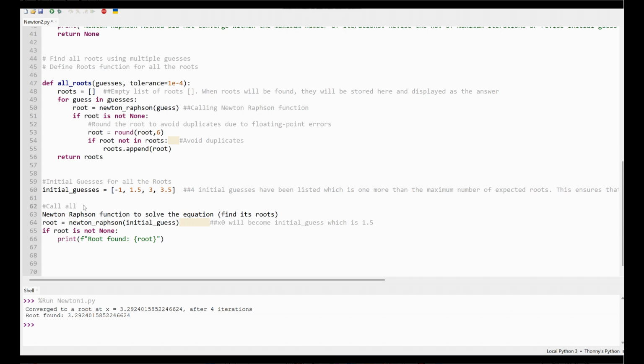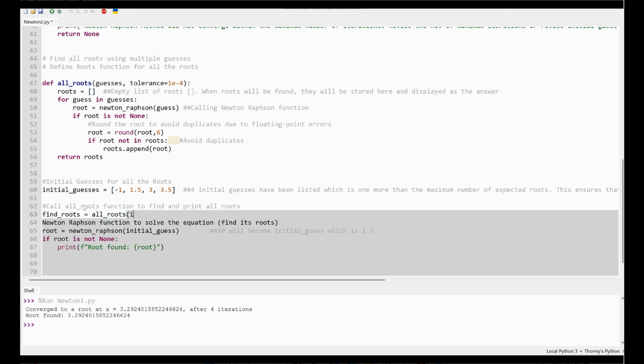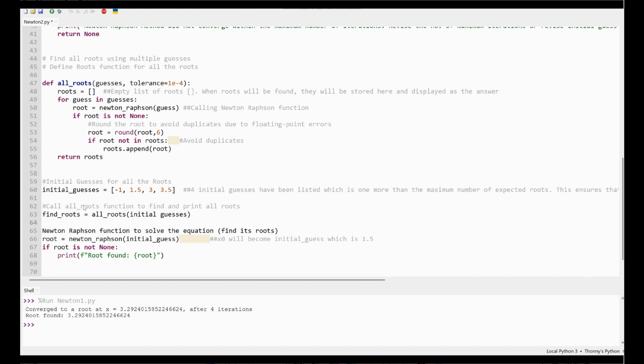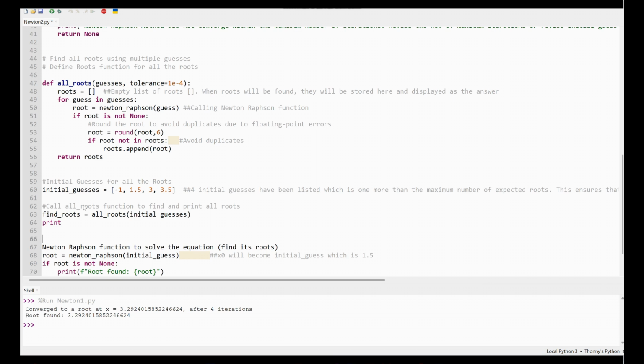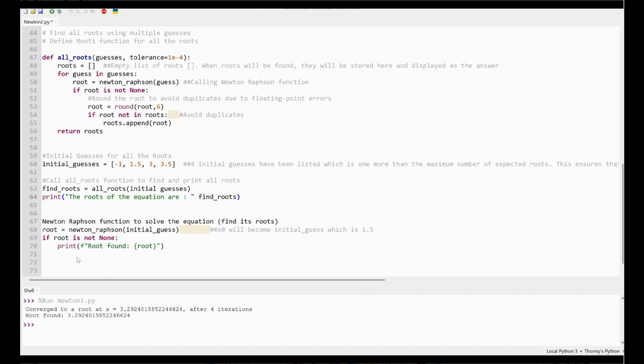Over here I will change this to call the all_roots function to find and print all the roots of the equation. And I will say find_roots is equal to all_roots with the argument initial_guesses, and we have already defined the all_roots function up there, and then just print the message that roots of the equation are all the roots that have been found. I'll delete this.